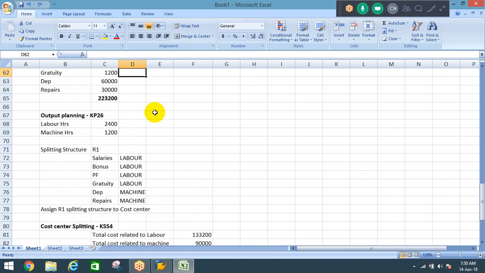We are not getting correct price in activity independent planning. That is the reason we are using splitting structure. Okay, so in splitting structure, we will create one splitting structure and assign this splitting structure to cost center. What is inside this splitting structure is we have the assignment of cost elements to respective activity types.